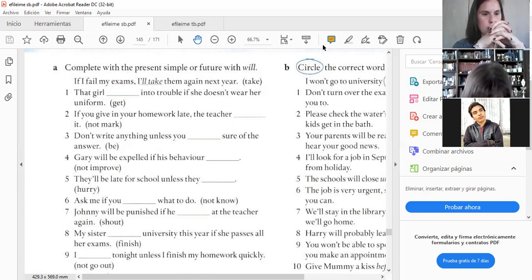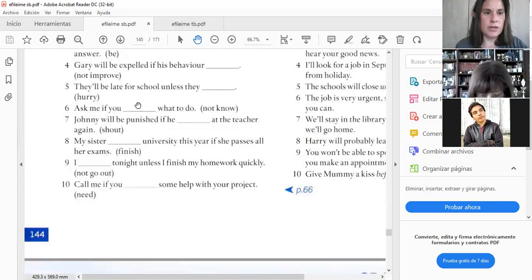Quinta, number 5, tell us. They'll be late for school unless they hurry. Yeah, just like that. The same as it is between brackets, right? Unless they hurry. Yes. Okay. Let's continue alone. Just these 5 sentences, okay? Let's do it alone. Okay. Yes. Let me grab my phone one second.